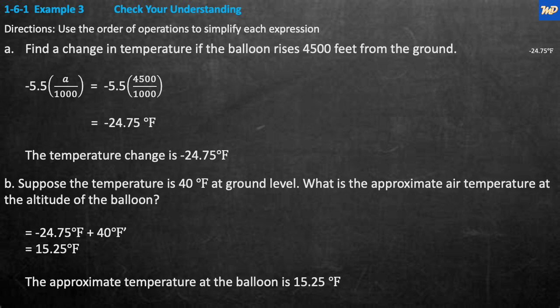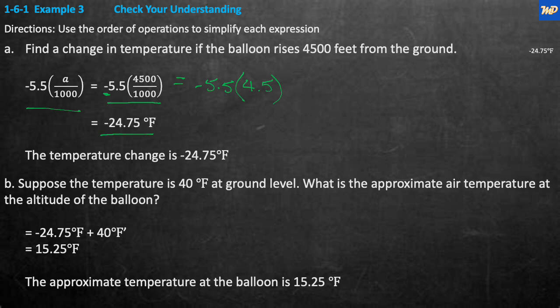That's the only difference. So we write out the equation, negative 5.5 times A divided by 1,000. That gives us negative 5.5 times 4,500 divided by 1,000. And then, of course, that would be equal to negative 5.5 times what? 4.5. Okay, so then when you multiply that out, the answer comes out as 24.75 degrees Fahrenheit. Okay, and it's negative. Remember the negative out here in front? So it's negative.